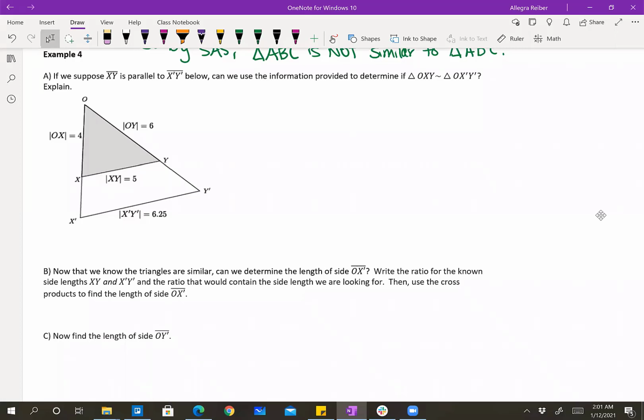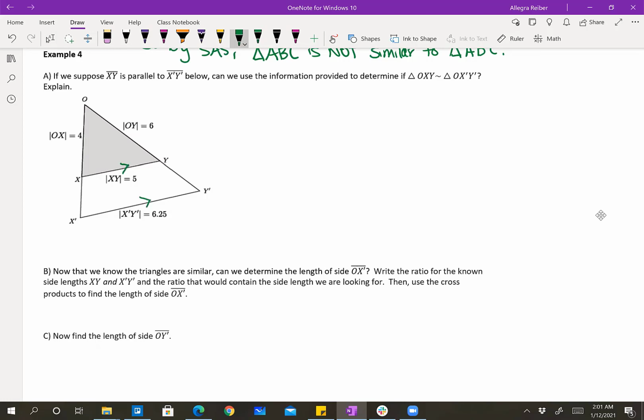In this final example, we're going to look at a problem that goes backwards. We're given a picture. We have this triangle OX'Y' and the smaller triangle OXY. And what we've been told is that XY is parallel to X'Y' below. We know these two sides are parallel.